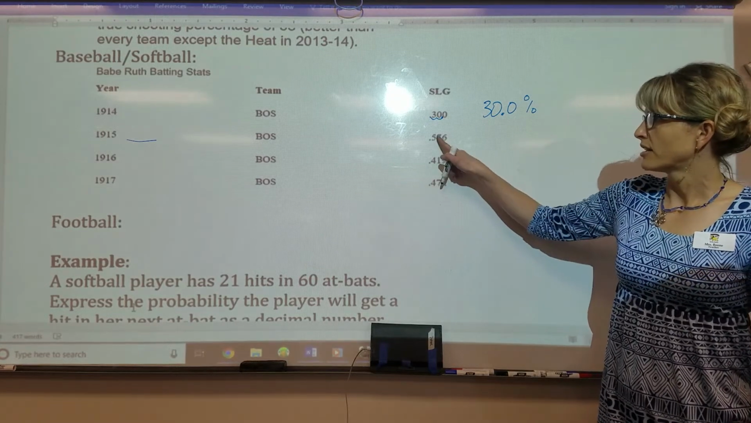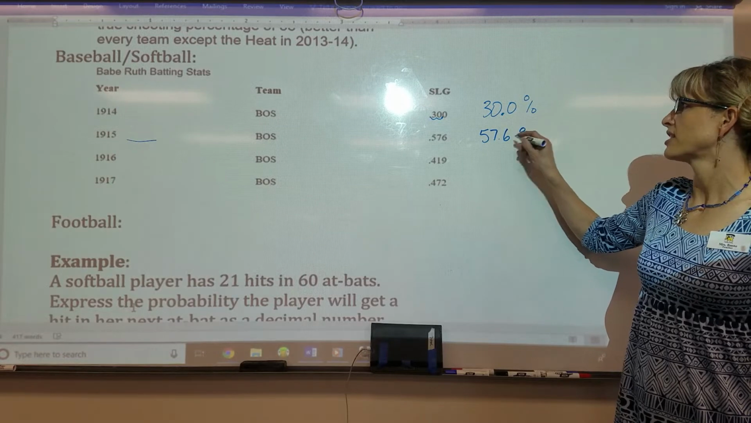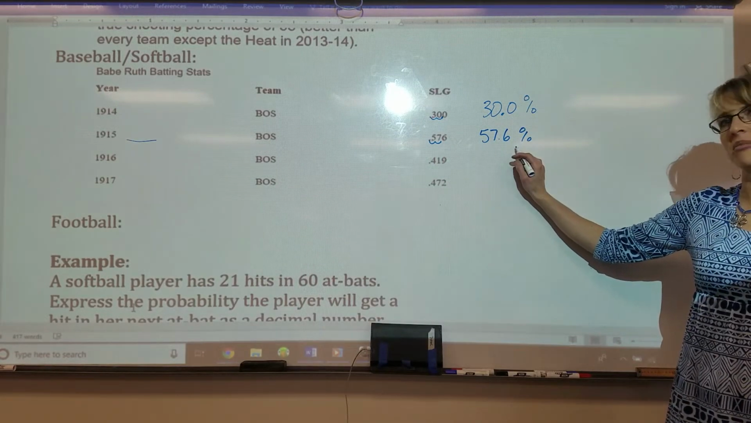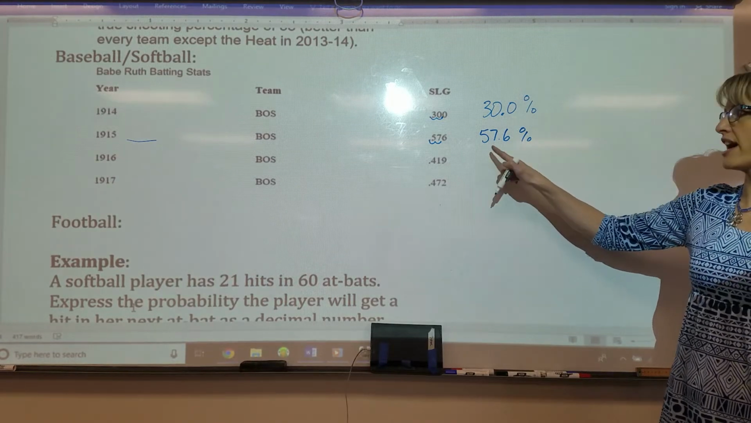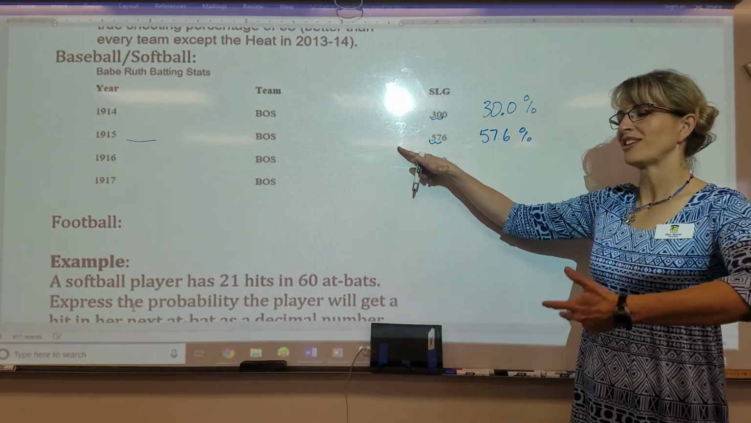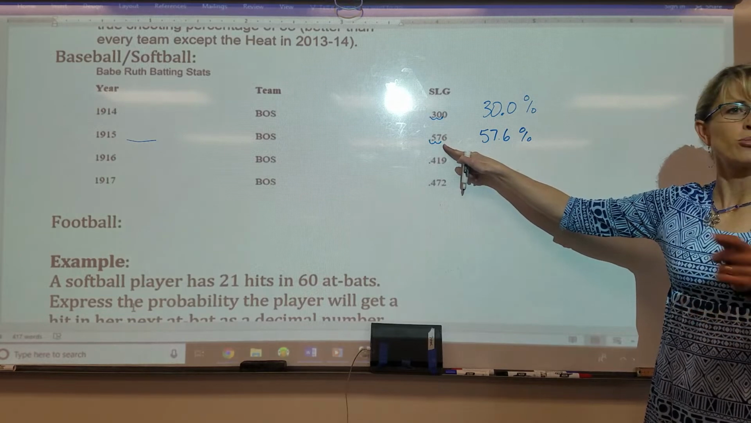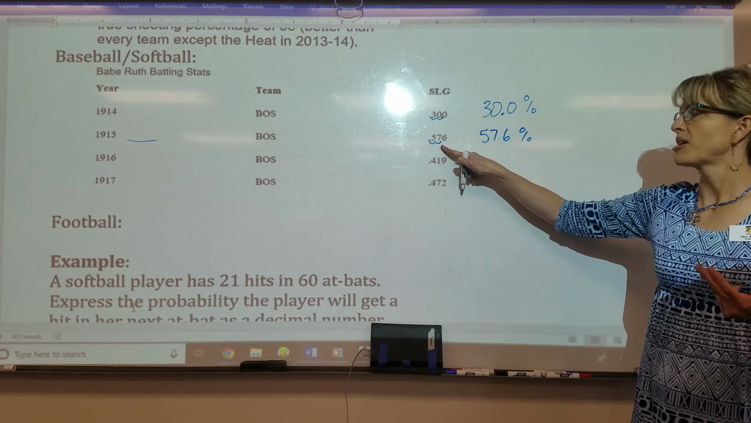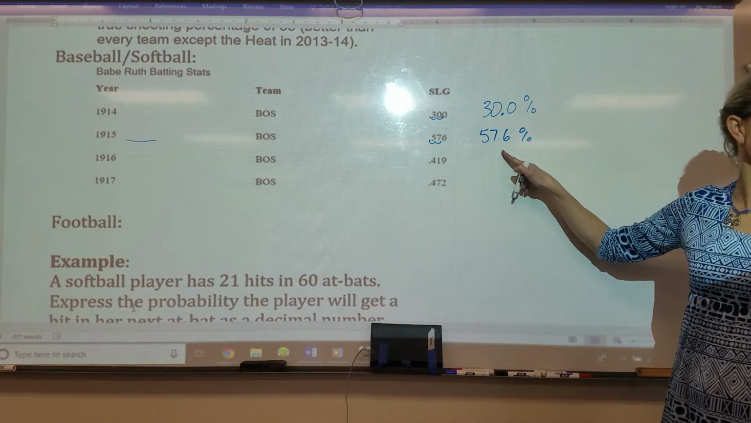Look at in 1915, 57.6%, you move it over twice, he got to base when he was up to bat. So as a coach, you're going to look for your players that have a predictable or statistically proven experimental probability of the highest number, so you can put them in the strategic place you need to help your team win. So maybe if he's the best batter, you could put him as your 4th batter. That's the cleanup batter, right? If any of you play baseball.